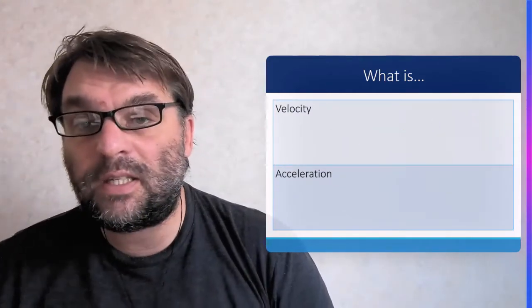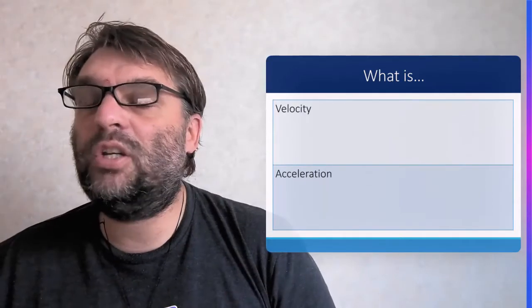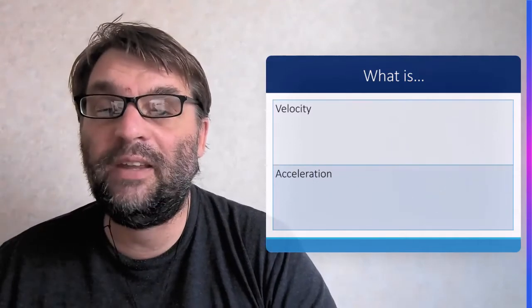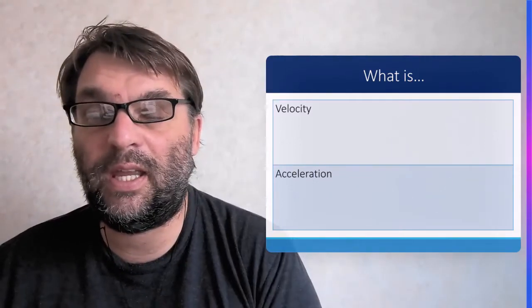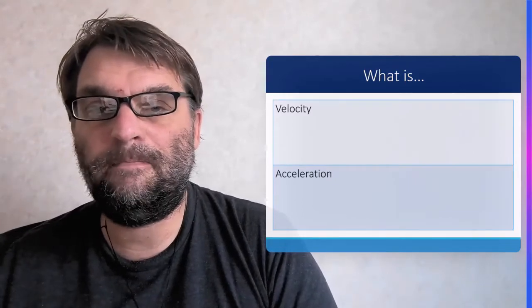It's a vector quantity because it has a magnitude and a direction. And acceleration is a change in velocity. Again, a vector because it involves a direction, but also a magnitude or size.